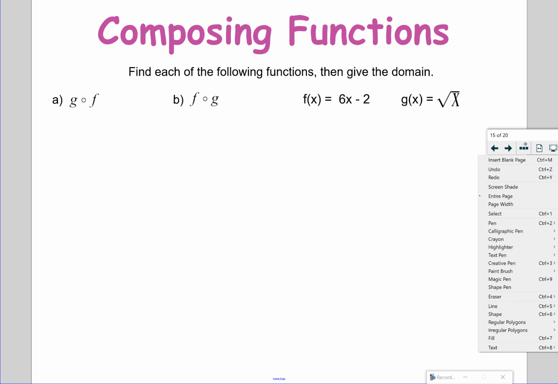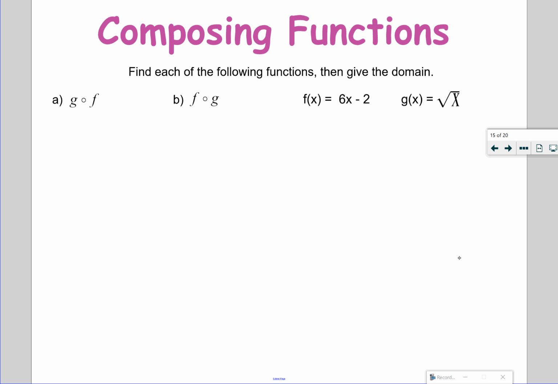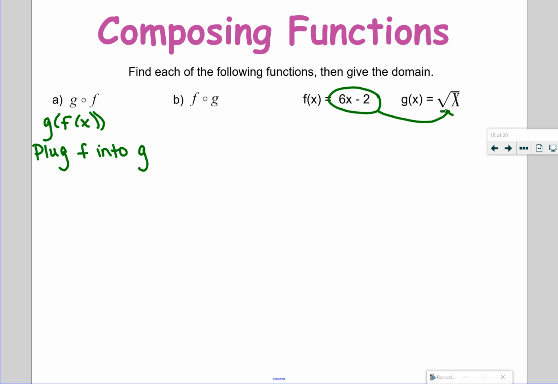Okay, we're going to try one more together, and then you'll have an opportunity to practice these. Here we're going to find g of f first, so I'll write g of f of x. You can also write it in words: plug f into g. So function f is going into function g, anywhere I see a variable. So that's going to look like the square root of 6x minus 2. And then there's nothing we can simplify there because of that subtraction. Can't reduce my radical, so that's our final answer.